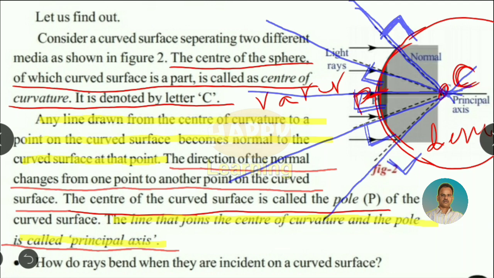Next, the center of the curved surface is called the pole. So the center of this curved part. If you extend it, you will get a circle, otherwise you have a part of a circle. So the midpoint of that curved surface is the pole P. Here it is the pole P. Next, the line that joins the center of curvature and the pole is called the principal axis.